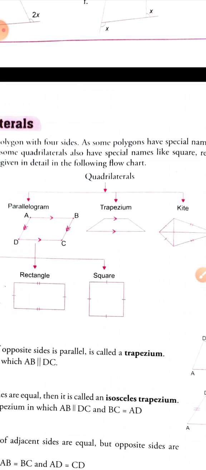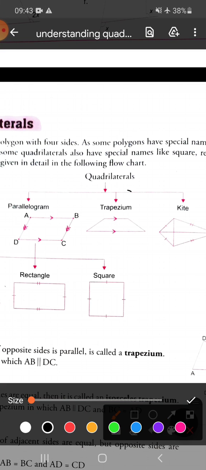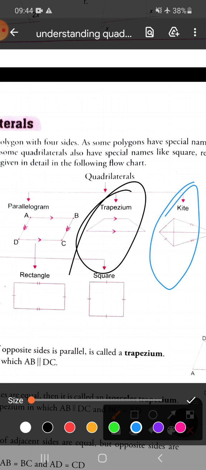Next, talking about trapezium. Only one pair of opposite sides is parallel. In trapezium also we will have some kinds, but we don't study them here. Now let's talk about kite. So in a kite, the adjacent sides are equal, right? No two sides are parallel, but adjacent sides are equal.